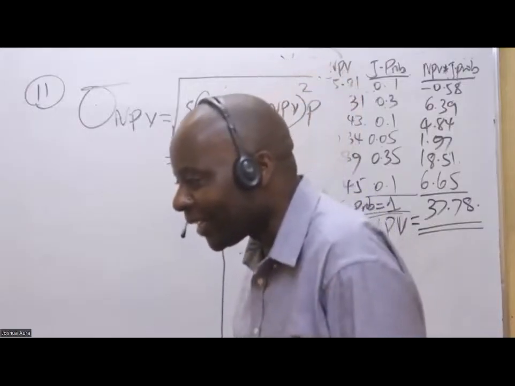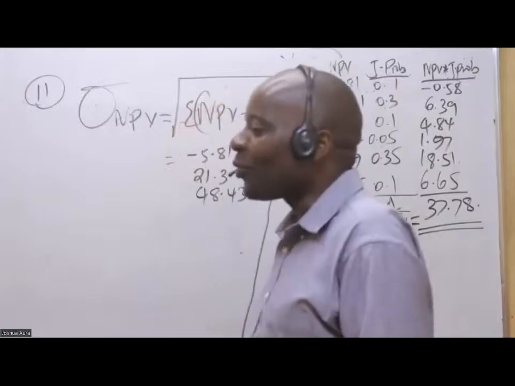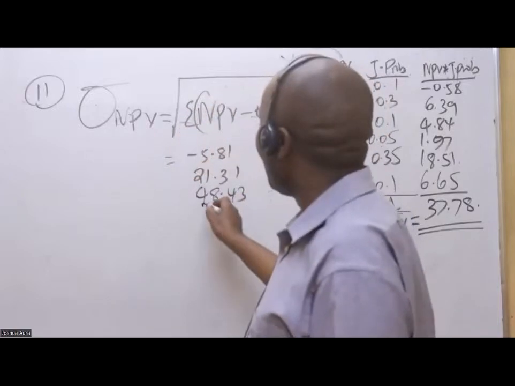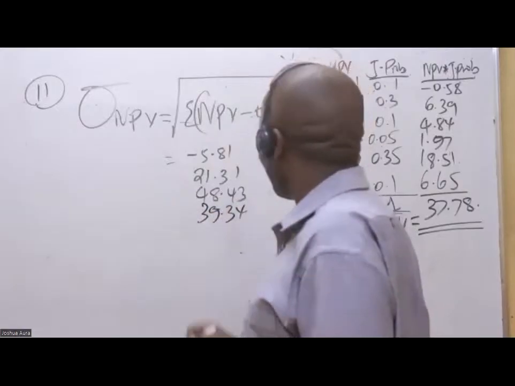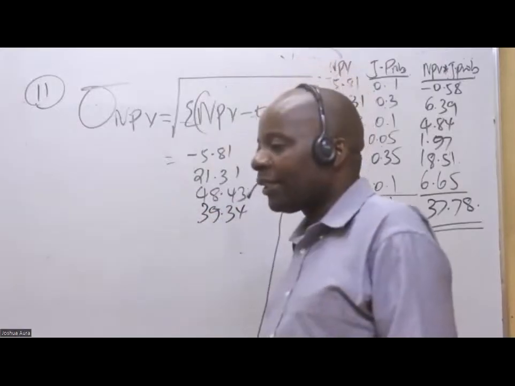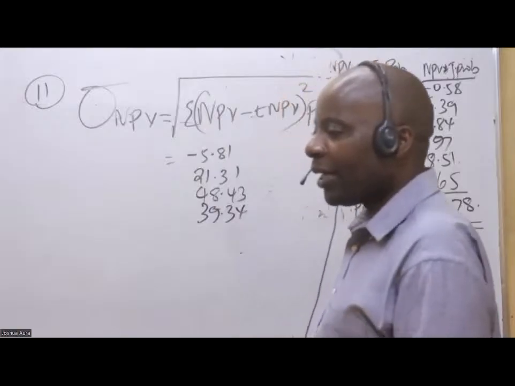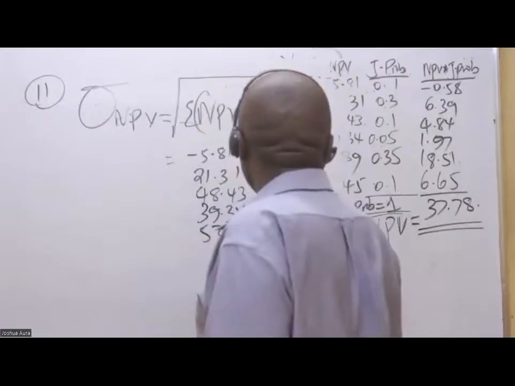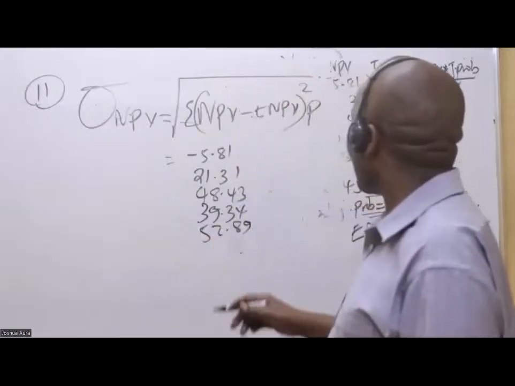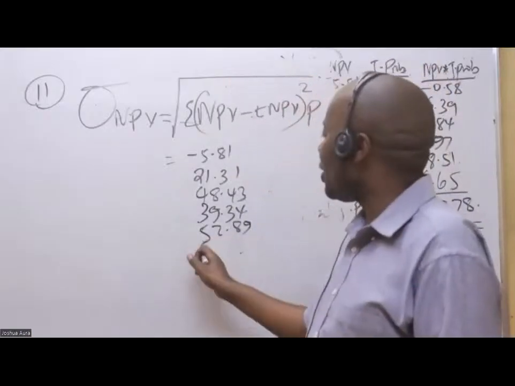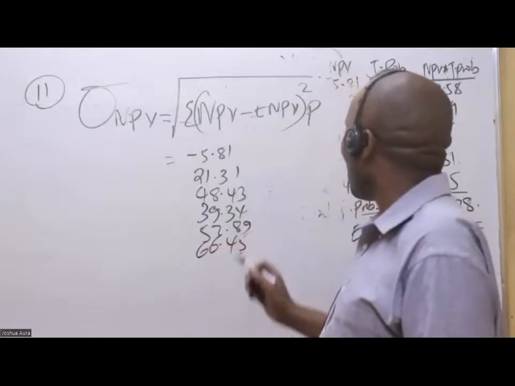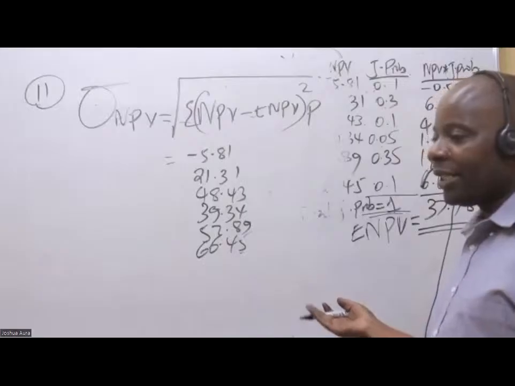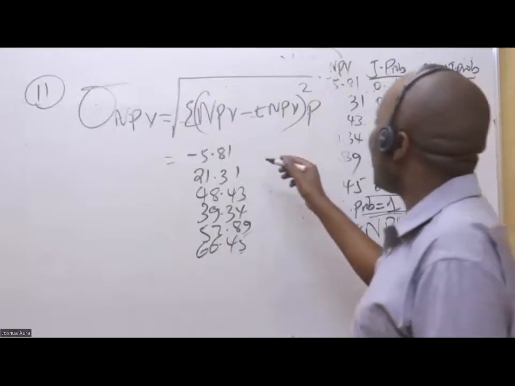Like the portfolio standard deviation, although you now use NPV. So 39.34, and then the next one is 52.89. Then I can see 66 point something, 66.45. And now this is the very last one, so you come and subtract.